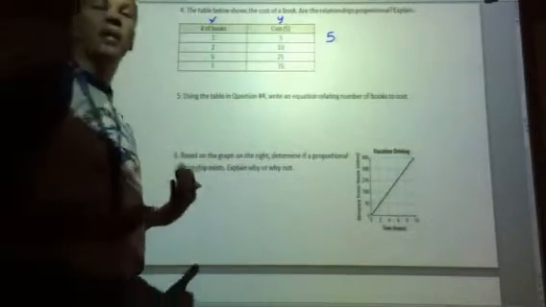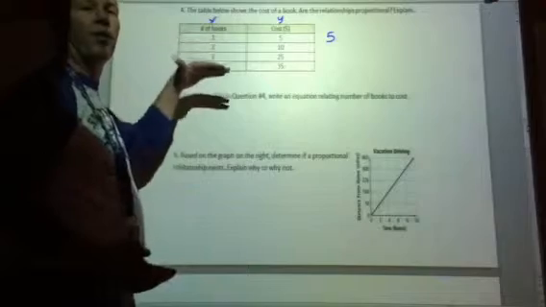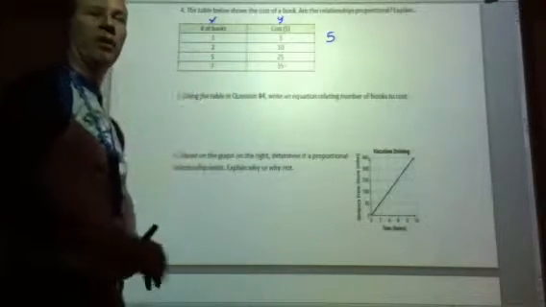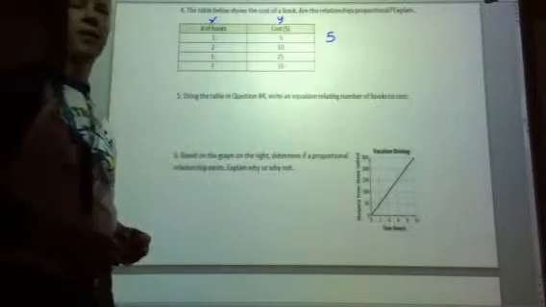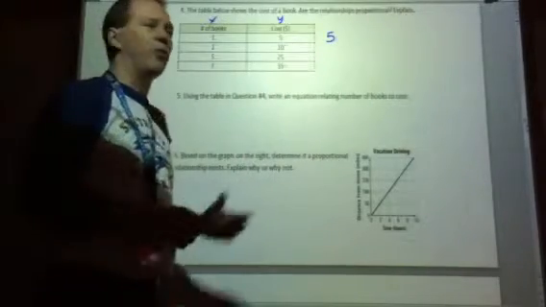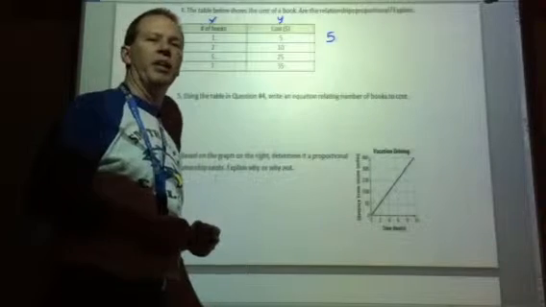Now I want you guys to do the same thing for each of the other 3 rows. Take your Y value divided by your X value and place your answer over here to the right side of the chart. Go ahead and pause your video now, and when you complete these 3 rows, go ahead and start your video again.